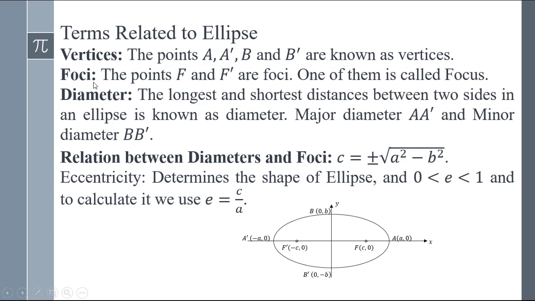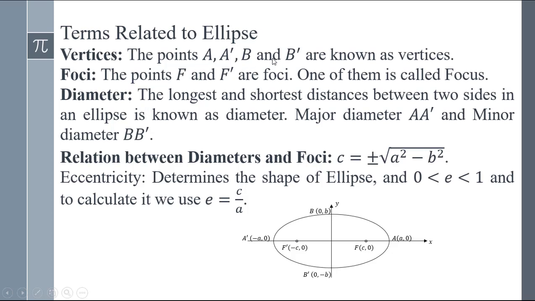The other one we have is foci. The points F and F bar are foci. One of them is called a focus. There is a relation between the vertices and the foci, which can be calculated using the formula C equal to both plus and minus square root of A square minus B square. A is the distance from the center to vertex A, and B is the distance from the origin 0 up to vertex B.